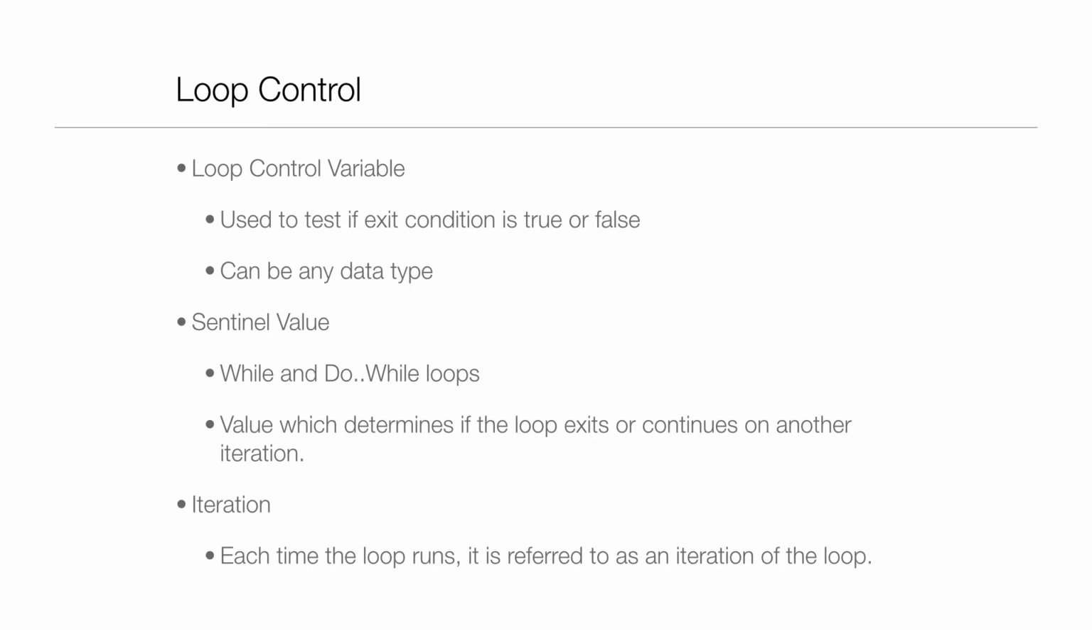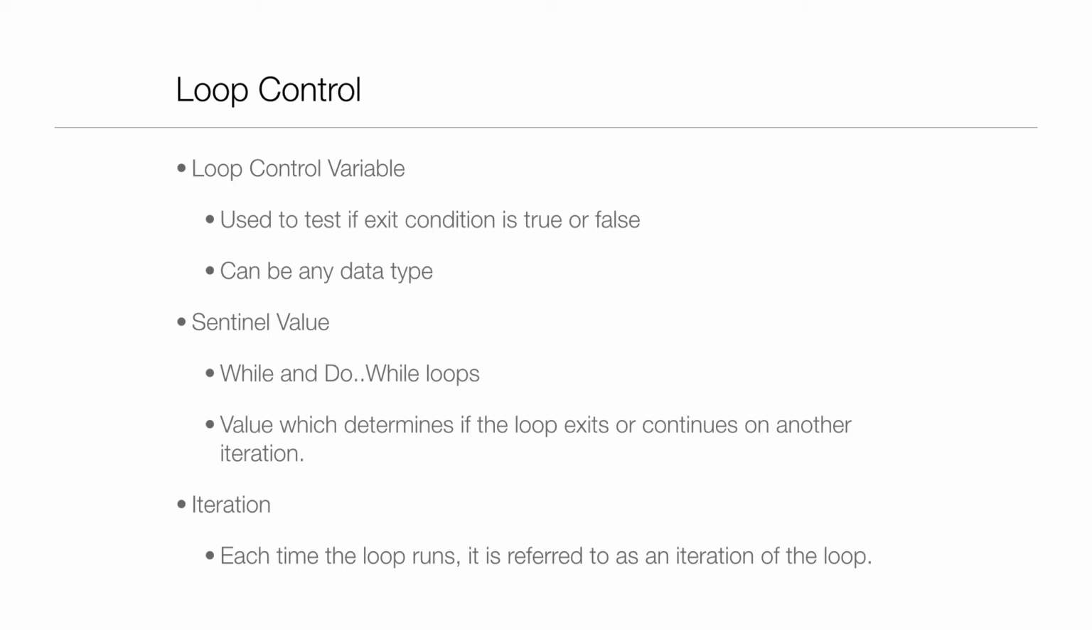Alright, so loop control variable. This is how you control how many times the loop is run, and that's the variable you test, or variables you test, to see if it's true or false, depending on how complex your condition is. And it can be any data type. So strings, integers, floats, doubles, any of the primitives that we talked about, they all work. And strings as well, as I said. So it can be any data type.